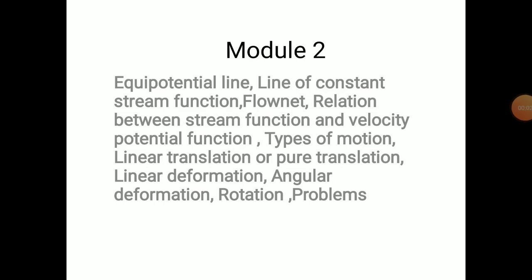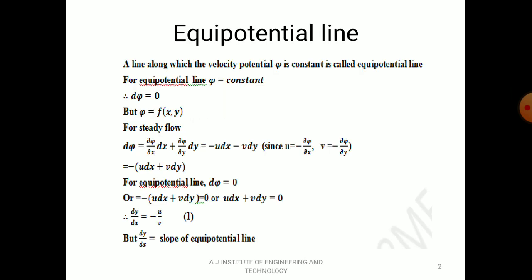Hello everyone. Today let us discuss equipotential line, line of constant stream function, flownet, relationship between stream function and velocity potential function, types of motion that include linear translation or pure translation, linear deformation, angular deformation, rotation and their related problems. Now let us first discuss equipotential line.